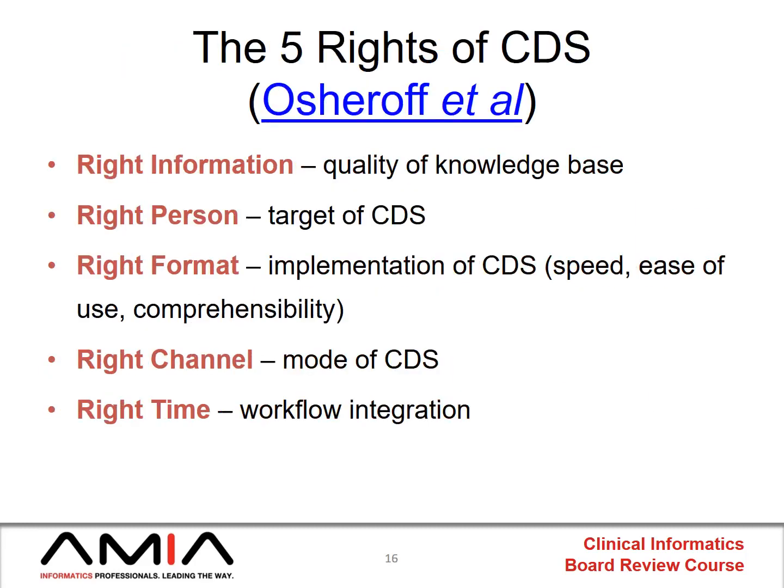Another source of reference for what makes good clinical decision support was described by Jerry Osheroff and his colleagues, something he called the 5 rights of clinical decision support. You've probably heard these, but basically our goal when we design an intervention is to provide the right information to the right person in the right format with the right channel at the right time. So the right information means, are we showing them accurate and trustworthy knowledge as part of the CDS intervention, or is the intervention based on good information?